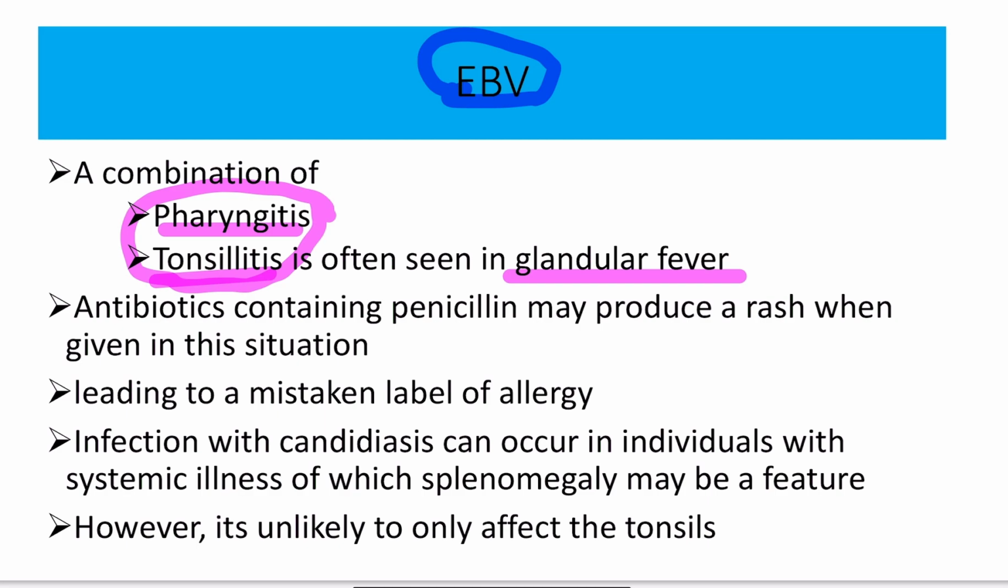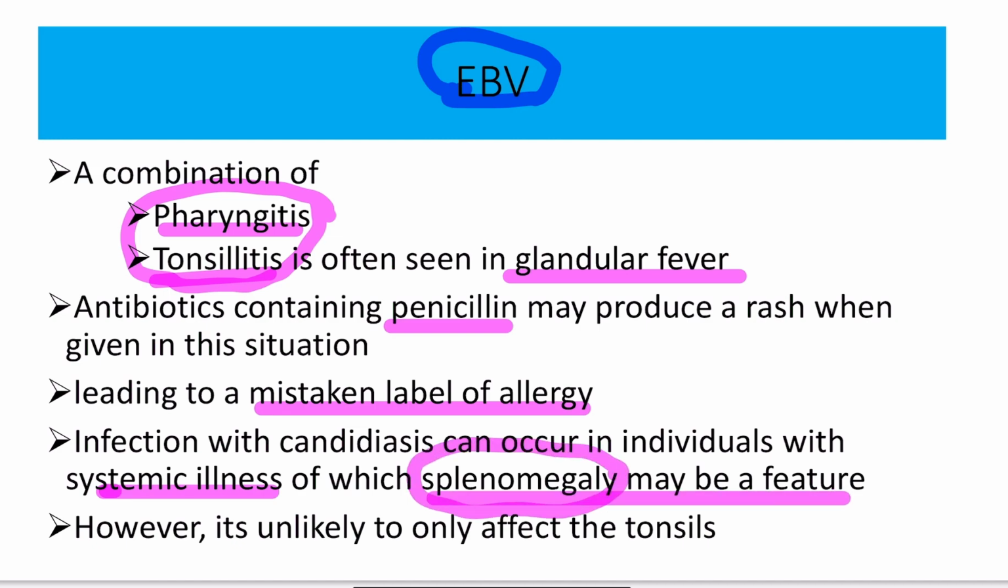That means when there is a viral infection and we give penicillin, what happens? There may be a rash, and this may be mistakenly labeled as an allergy. Infection with candidiasis occurs in individuals with systemic illness, meaning the immunocompromised, but our patient is not immunocompromised. He is only 14 years old. And splenomegaly may be a feature of Epstein-Barr virus. So this point is very important. When there is pharyngitis, tonsillitis, and splenomegaly, this triad favors Epstein-Barr virus infection.